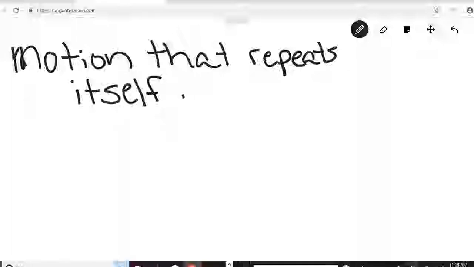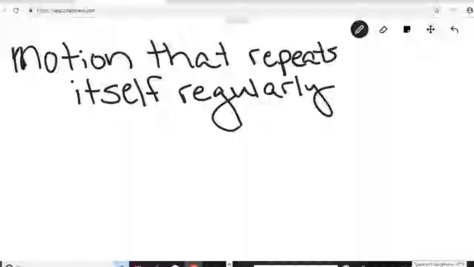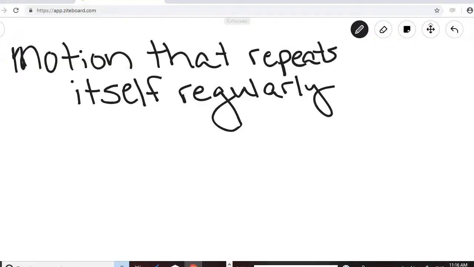So some examples of periodic motion would be anything moving in a circle. We've already studied uniform circular motion; that would be an example of periodic motion. The beating of your heart is an example of periodic motion. When the windshield wipers are on in a car, that also is an example of periodic motion. And your book also mentions pendulums as an example of periodic motion.